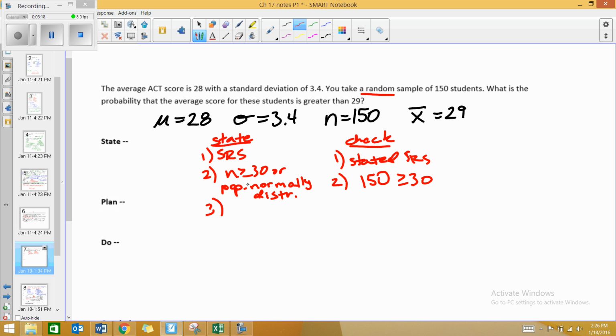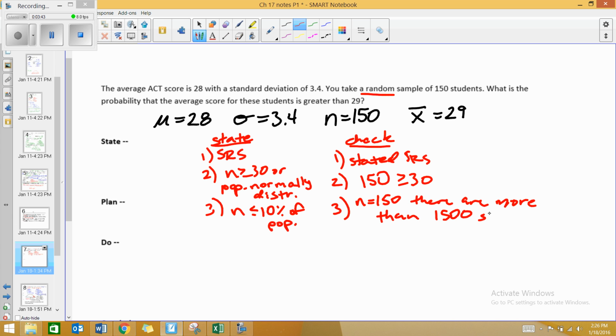And now we want n to be big enough, but we don't want it to be too big. So I need n to stay under 10% of my population. So if n is 150, safe to say there are more than 1,500 students out there in existence. Okay, so we're good.